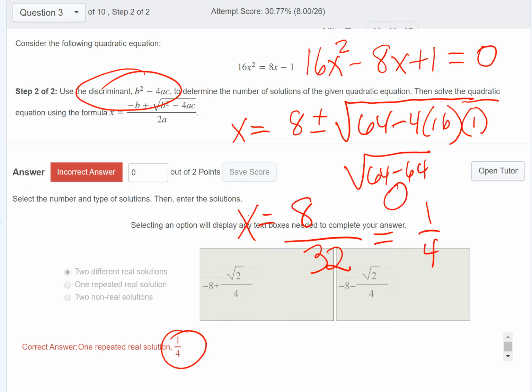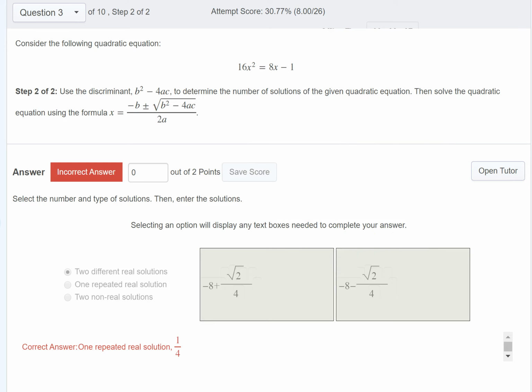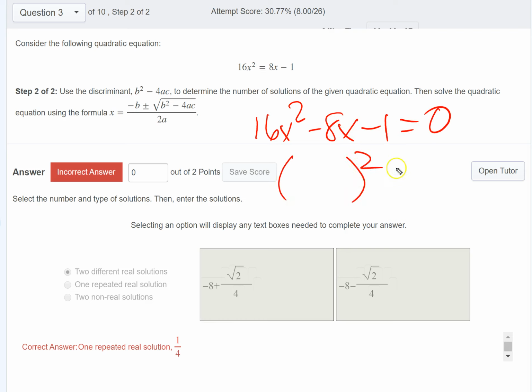So again, if I were doing a test and I had an answer wrong, I would write it out in my book so I could have that. But let me just show you something else here that we could use for this. 16x squared minus 8x minus 1 equals 0. Well, this actually factors.